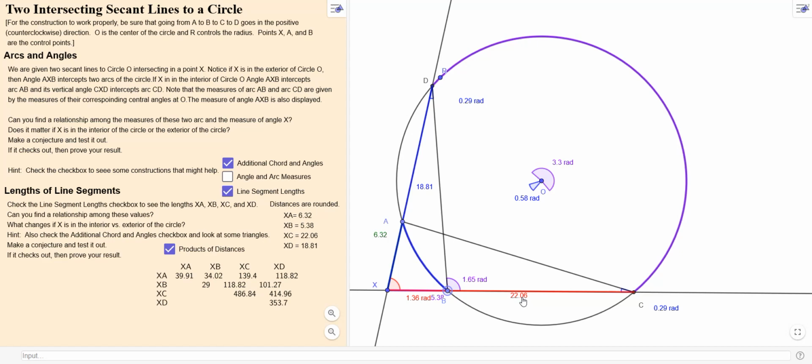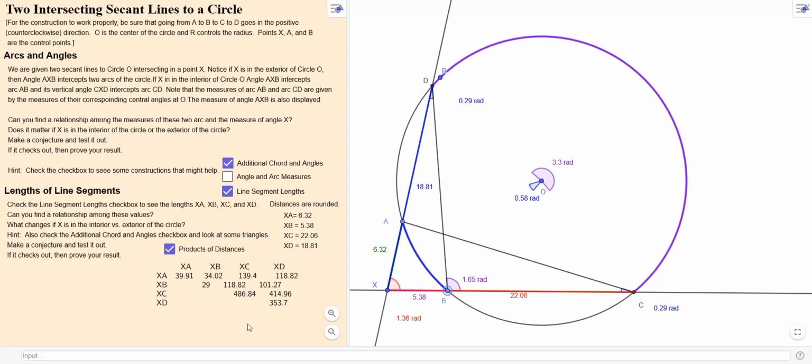22.06. From X to B is the 5.38. Right? X to C is that one. X to A, that's the green one, that's 6.32. And then from X all the way to D, passing through A, that is 18.81 at the moment. Okay, so what happens if we start playing around with products here? Do we get anything? Well, let's find two that are equal in this table.